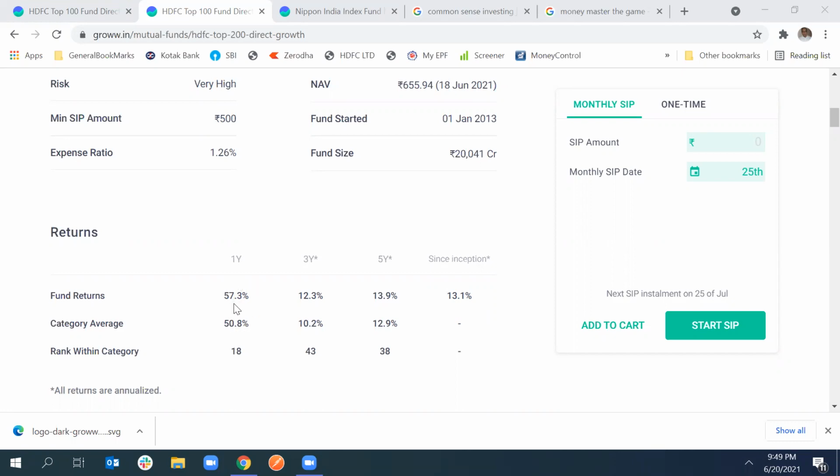And when you go to the category average, in its category average, it performed well. This is the category average, and this is the fund return.